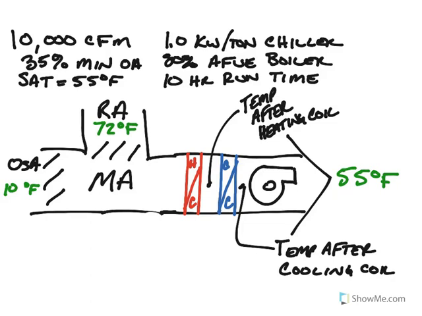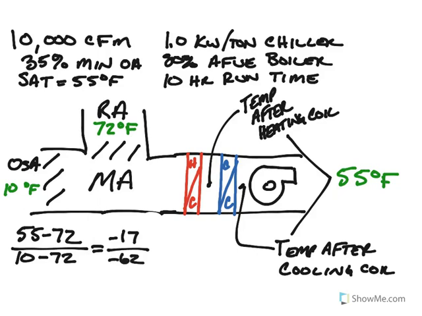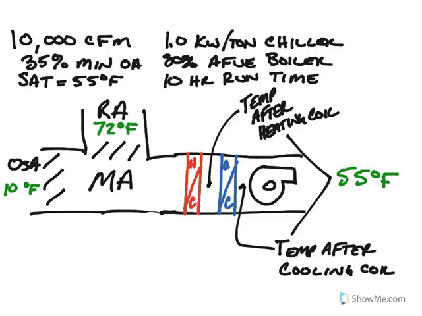This should probably require us to add some heating into the equation. And so again, we do the same equation and say 55 minus 72, so mixed air temperature minus return air temperature, over outside air temperature minus return air temperature, which equals negative 17 over negative 62, which equals 27%. Now we can't do that because we need to have at least minimum outside air of 35%. So we need to figure out what our mixed air temperature is going to be.